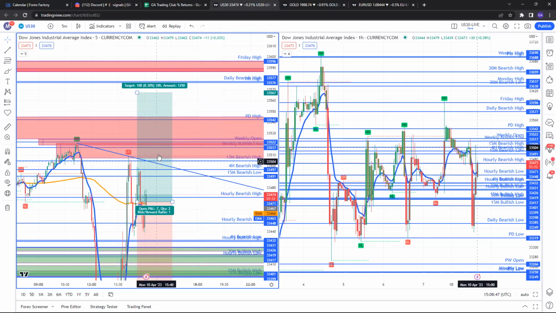Because ideally, if I'm going for 20 pips, the weekly bullish low would be like 10 pips away from my entry. And if price touches that weekly bullish low, you'll literally see a spike up in liquidity. So it's just a waiting game.